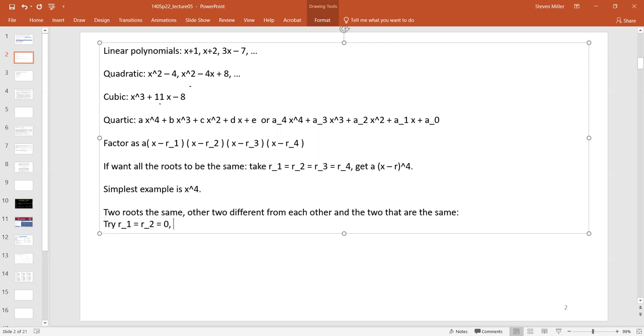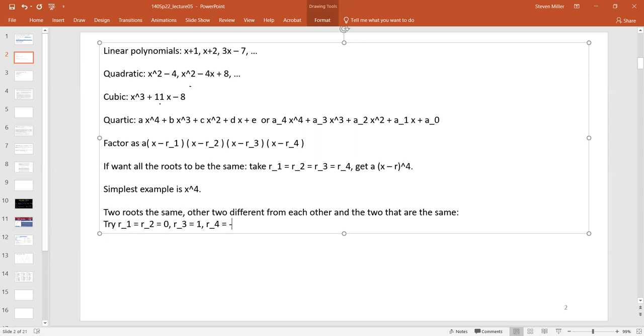Let's take R3 to be 1. Natural choices. 2 is one of the natural choices. There's another natural choice, -1. Which do you think is a better choice, 2 or -1? -1, it keeps the size of the root small.